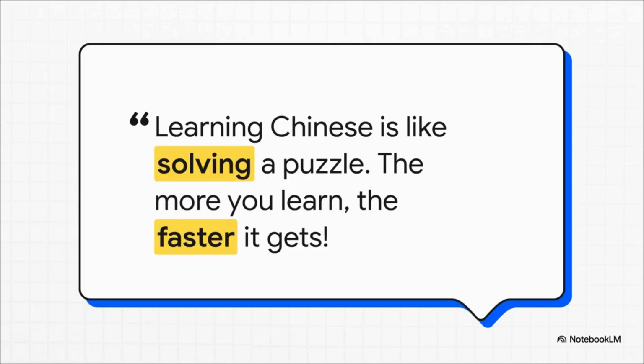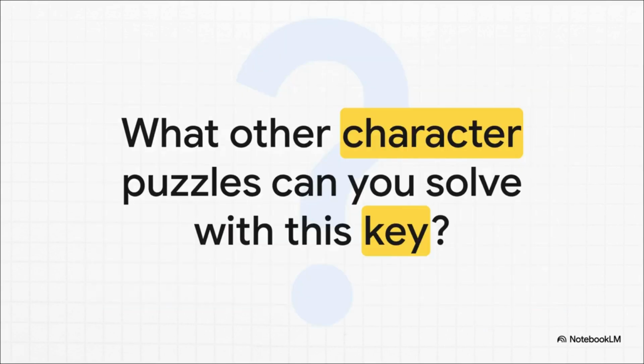So the main thing to take away from all this is that learning Chinese isn't just about pure memorization. It's about solving puzzles. And once you start to see these patterns, the whole language just starts to open up. It becomes a game. And seriously, the more you play, the faster and way more interesting it gets. So I'll leave you with a question. Now that you have this key, this idea of looking for the meaning part and the sound part, what other character puzzles do you think you can solve? Your learning adventure is really just getting started.